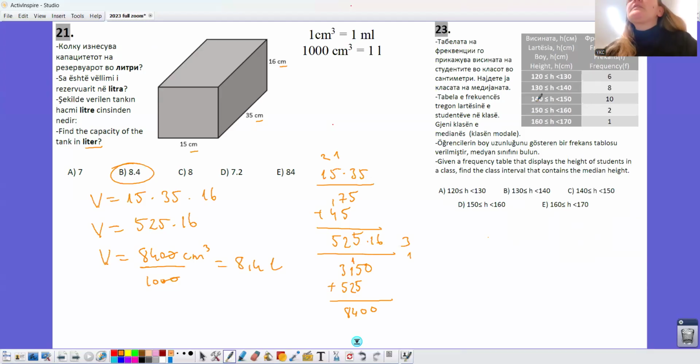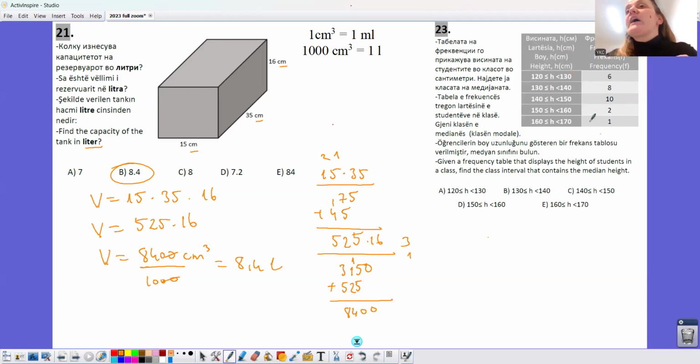What does frequency mean? It means that in the class there are 6 students whose height is between 120 centimeters and 130. Then there are 8 students from 130 till 140, then 10 students from 140 till 150, 2 students from 150 till 160, and 1 student from 160 till 170. So in these intervals are their heights.